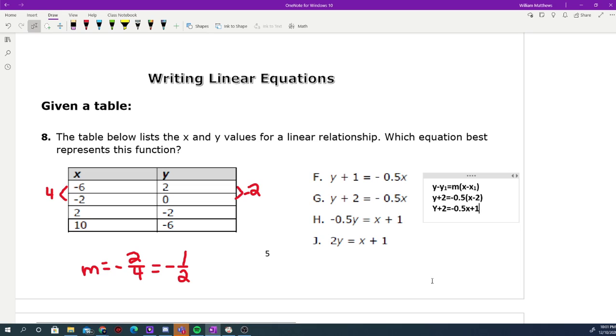So if we continue, because we still haven't matched up fully yet, this side does not have a 1, so I can subtract 1 to help out to match up. If I were to subtract 1 from both sides, which I need to get figured out, subtracting 1 from both sides will give me y plus 1 equals negative 0.5x.